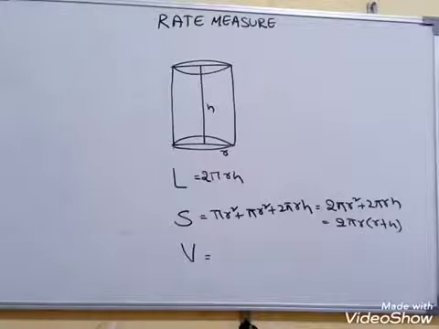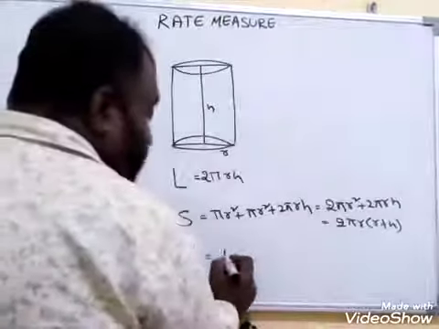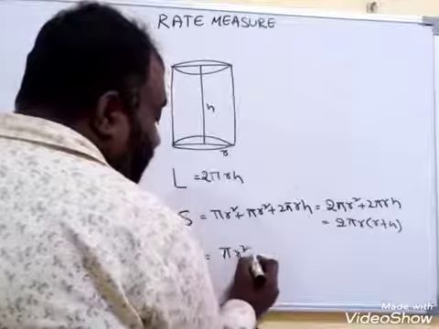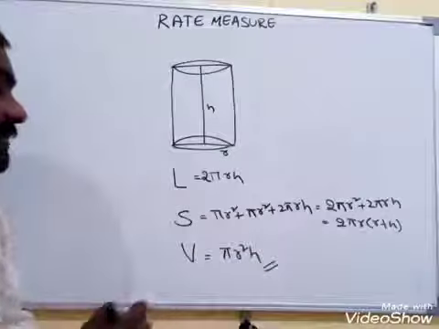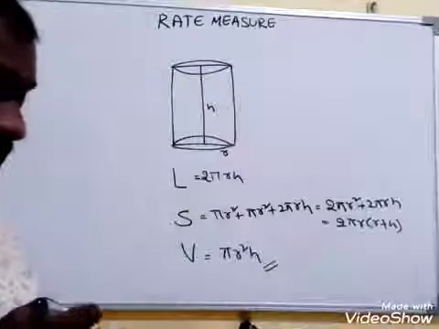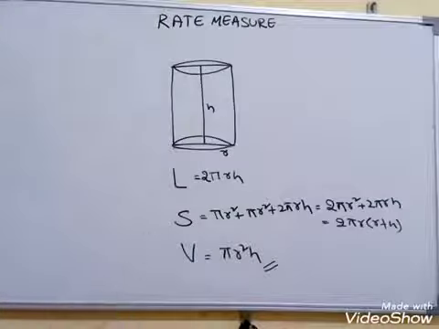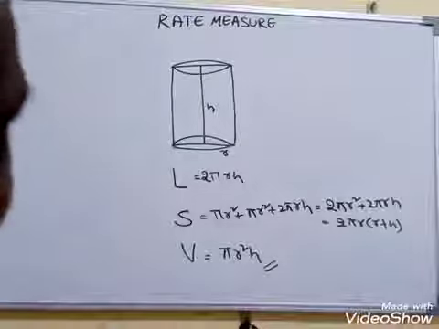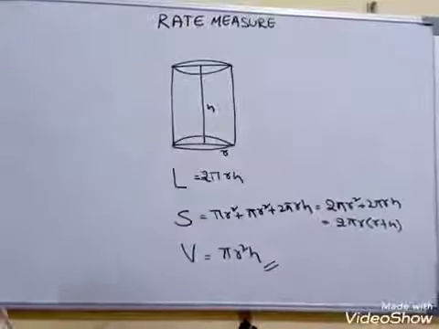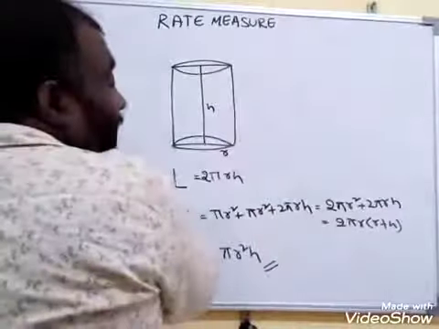And the volume of the cylinder is pi r square h. In the previous and this one, observe there are so many variables, but while you are solving the problem, you have to reduce them into a single variable and then solve. Then only we will get it very easily.